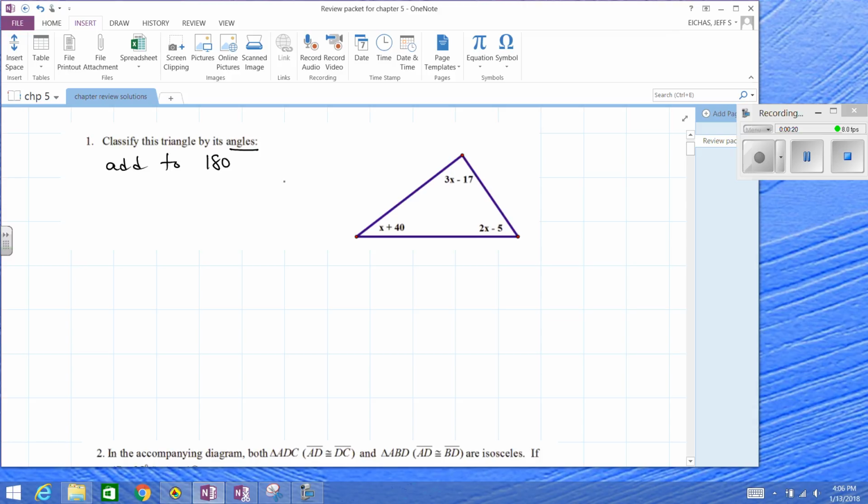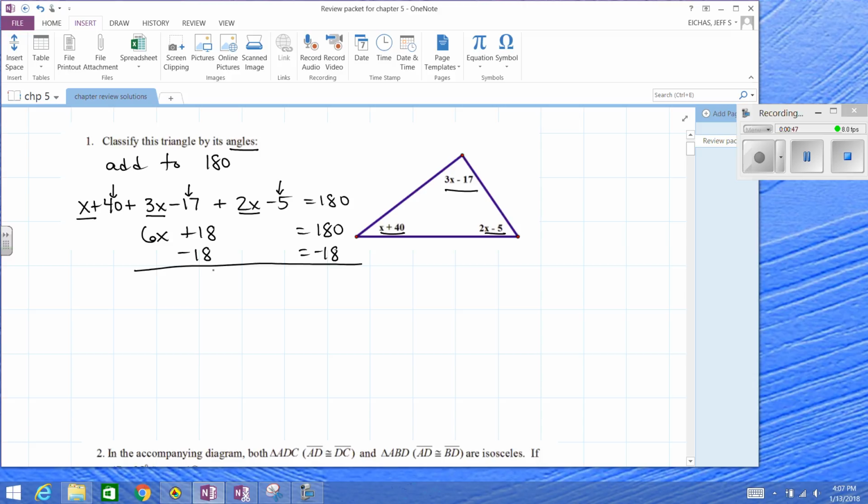So we'll take all these expressions and add them and set it equal to 180. Okay, combine like terms. So we get 6x, and that looks like plus 18. Okay, subtract 18 from both sides, and we get 6x equals 162. X would equal, let's go 27. Right. Now we have to plug back in.